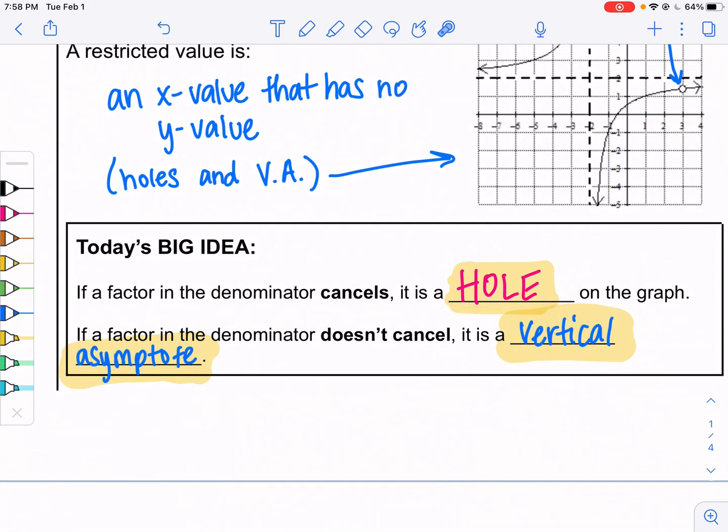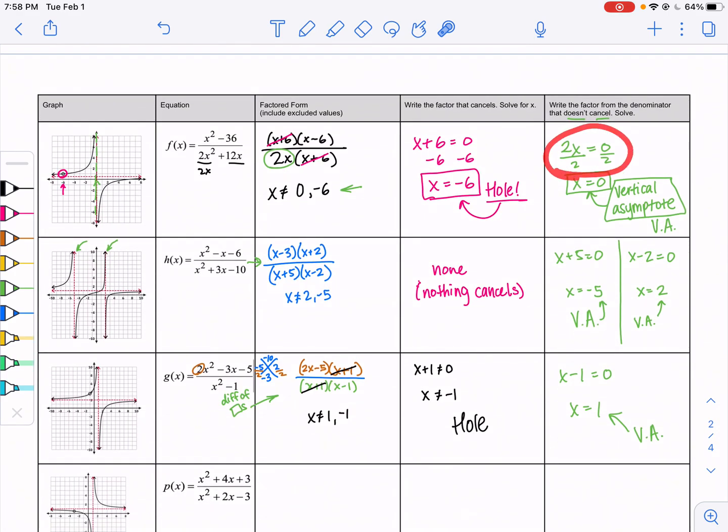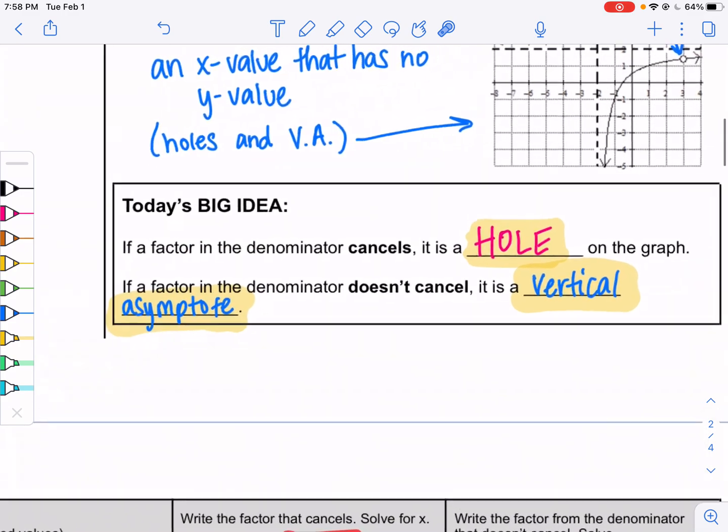First big idea. Our second big idea is if a factor in the denominator doesn't cancel, it becomes a vertical asymptote, right? So we can see in this last section, something that doesn't cancel, like this x plus 0, right? We see that x plus 0 here. Here we had that -5 and +2. And then here in this one, the one that doesn't cancel is x equals 1. And we see that vertical asymptote there, right? So if it cancels, it becomes a hole. If it doesn't cancel, it becomes a vertical asymptote. And that is our big idea for today.